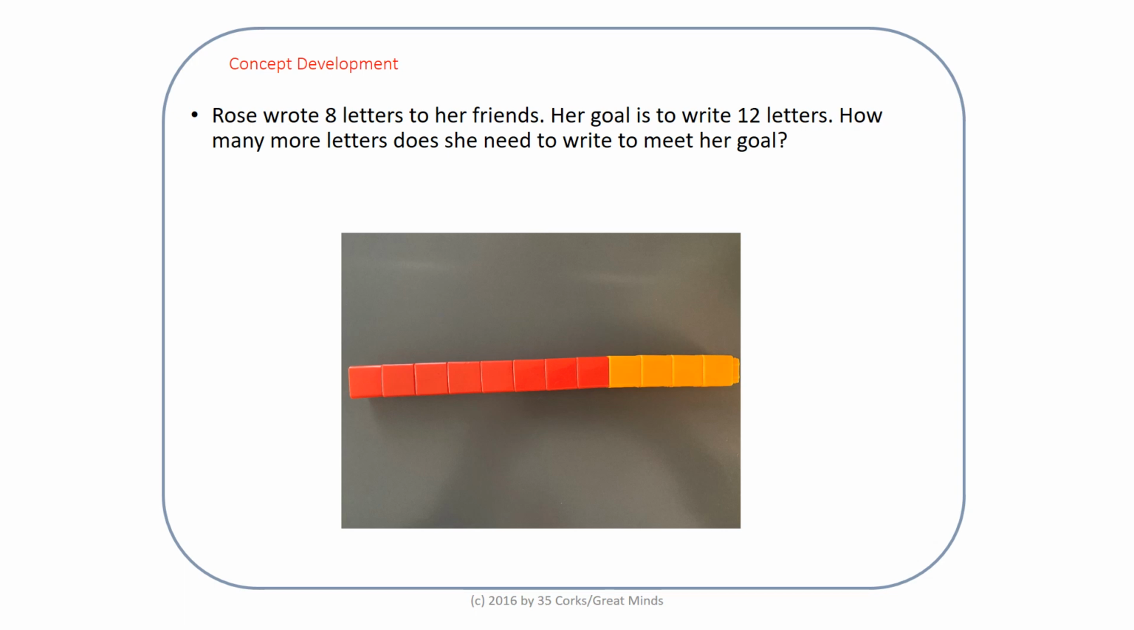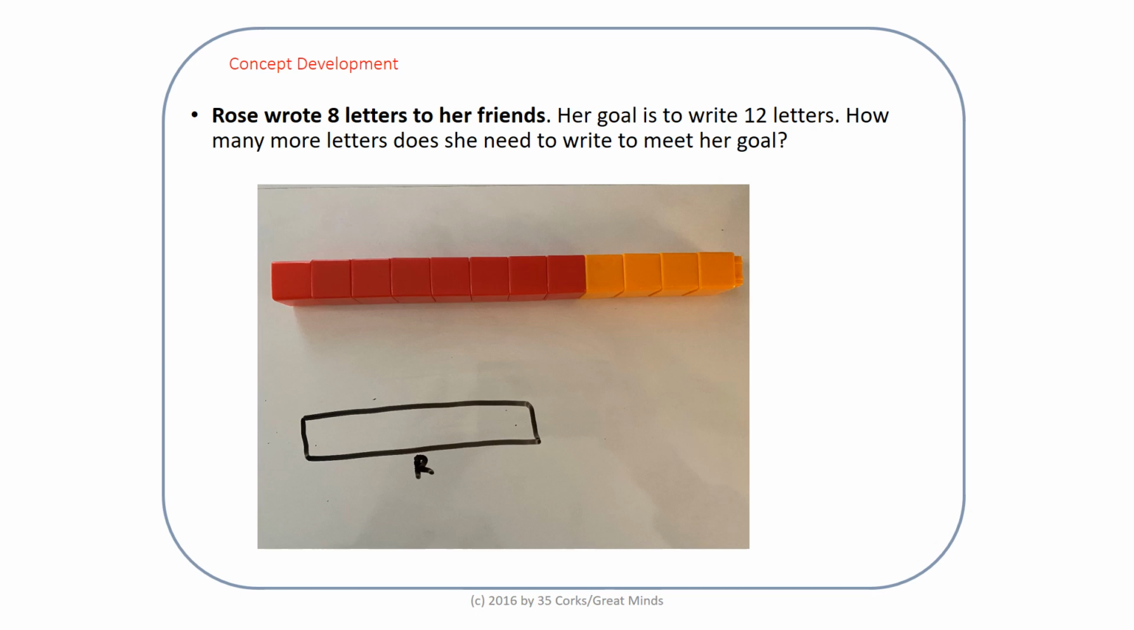So I want to go back and read the first sentence of my story problem. You can see at the top starts with Rose. Our first sentence says, Rose wrote 8 letters to her friends. Well, I'm looking at my cubes, and I know that she wrote 8 letters to her friends. So I'm going to draw a tape diagram and label it to represent that first sentence.